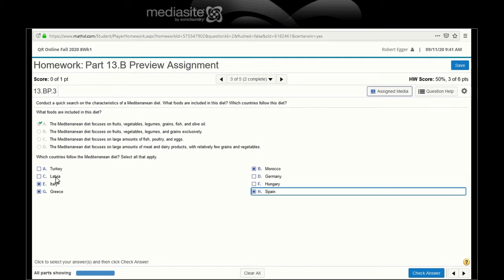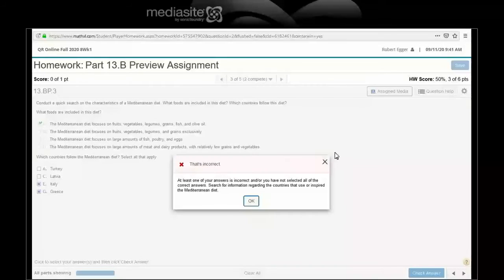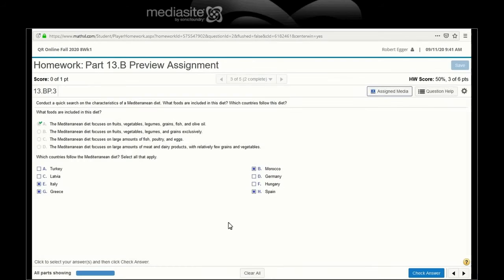Well, Latvia is off the Baltic. Germany is also basically around the Baltic. Hungary is landlocked. Turkey, that's debatable. Let's find out what we got. Just go with these guys. It says at least one of your answers is incorrect. So I'm going to add Turkey.